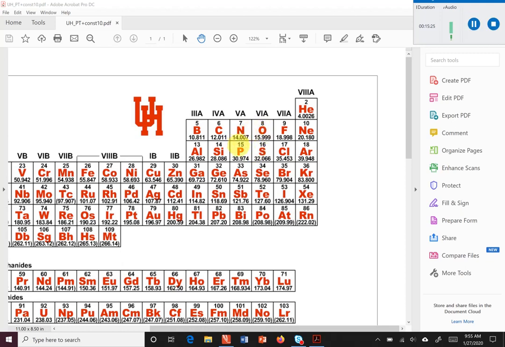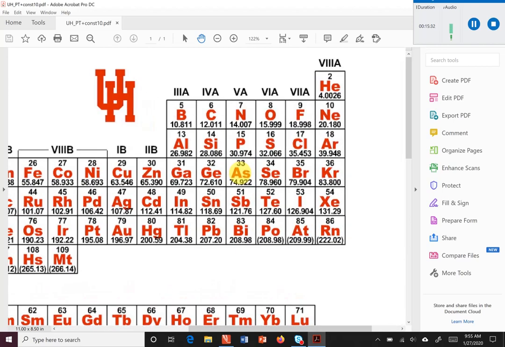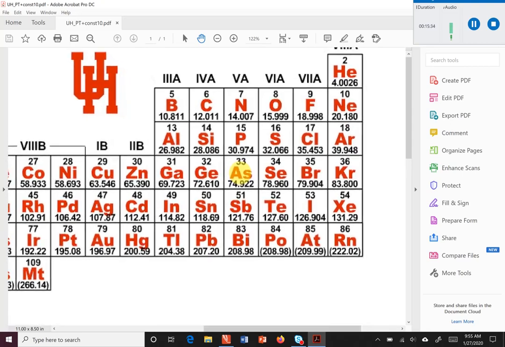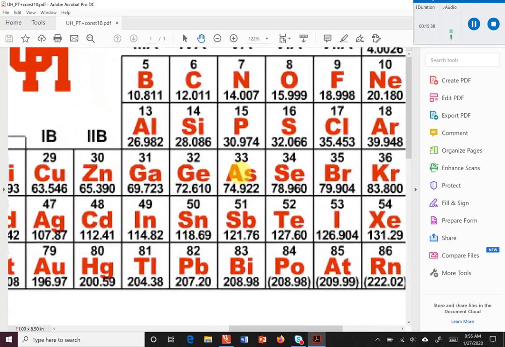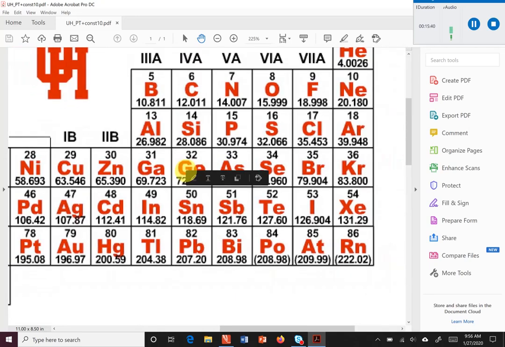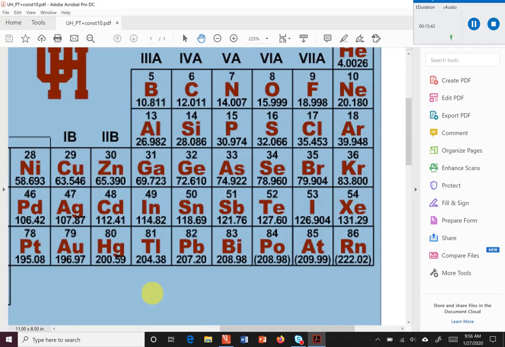If we want to find the number of protons in arsenic, As, we need to find it on the periodic table, which is right here. I'll zoom in a little bit further so you can see it clearer. The number above that symbol in the periodic table is 33.